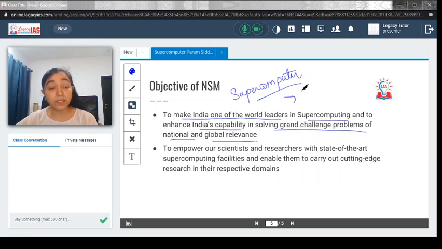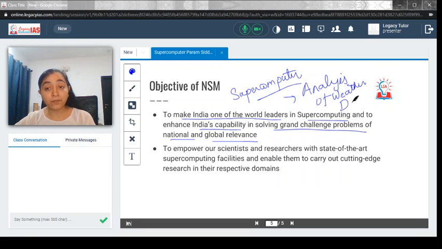For an example, the analysis of weather data. So analysis of weather data could be considered as one of the examples where the supercomputer would actually help for the better prediction of weather. So in that regard, supercomputers are needed.